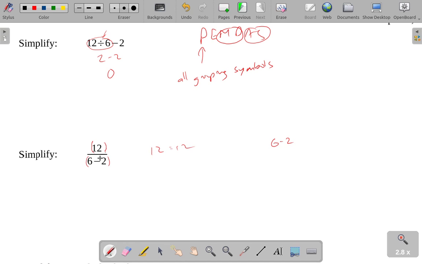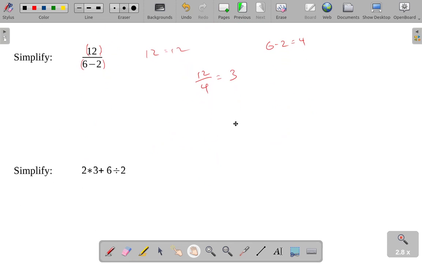But because we know that that division isn't going to take place until the very end, I can just look at the top separately and the bottom separately. 6 minus 2 is 4. So now I put it back together and I get 12 divided by 4. 12 was what was on the top, 4 is what's on the bottom. Then I put it all together and then I can actually perform that division. I get a 3. 12 divided by 4 is 3.